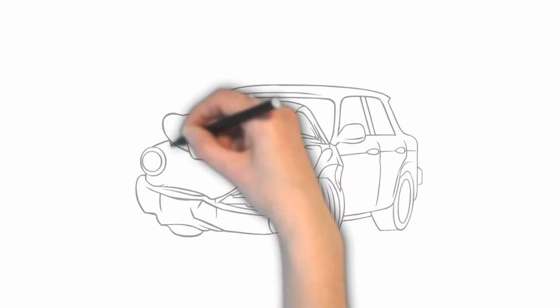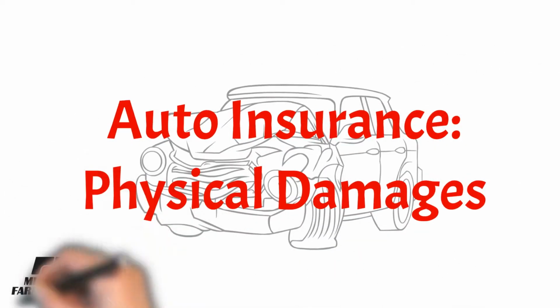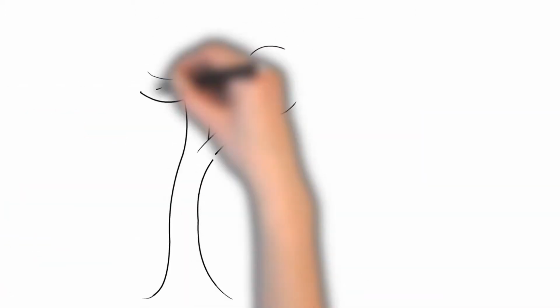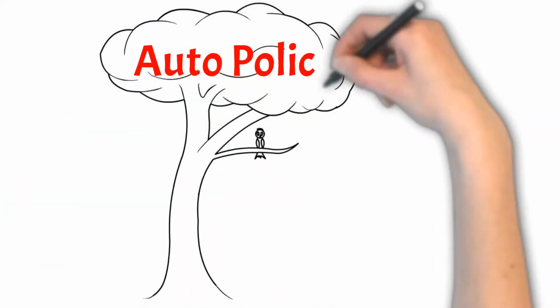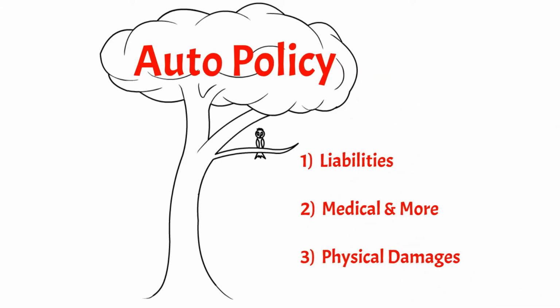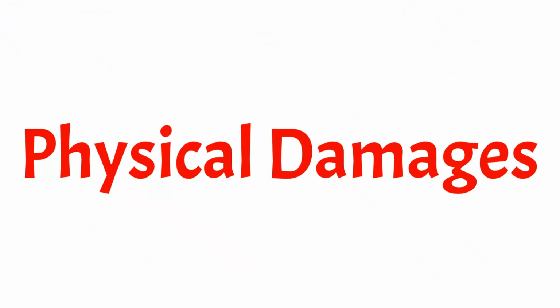Hi everyone, in this video we are going to discuss the physical damage coverages that you can find in auto policies. An auto policy consists of three branches: liabilities, medical and more, and physical damages. In this video we will be focusing on the third branch, physical damages.